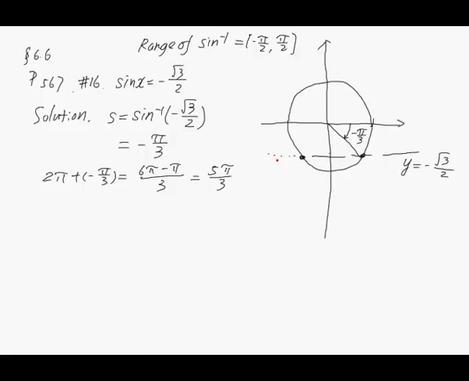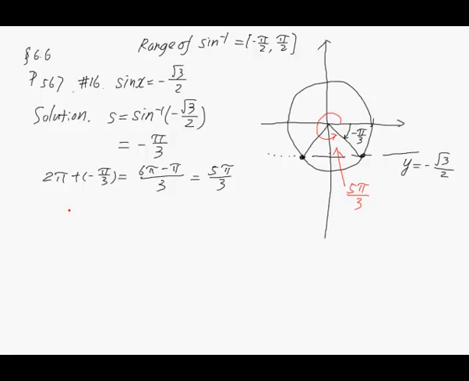So actually, this angle here is 5 pi over 3, right? So now we find the first special solution to this equation. And then we need to get another solution, which is this angle, right? Because for this angle, the y-coordinate of the terminal side is also equal to the negative root of 3 over 2. How do we get this angle?